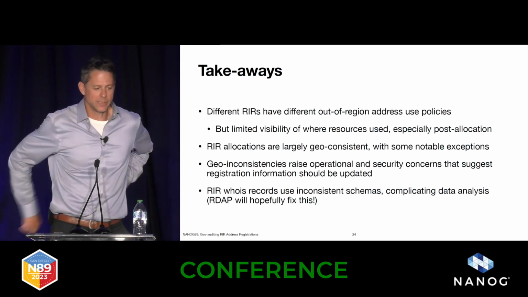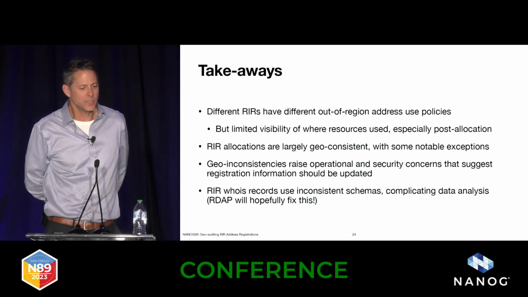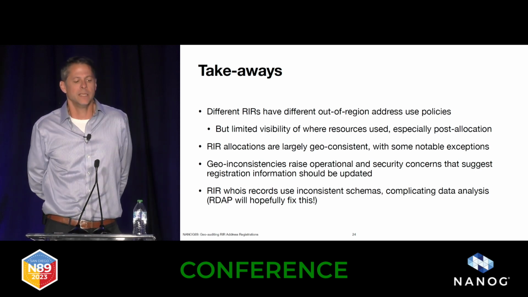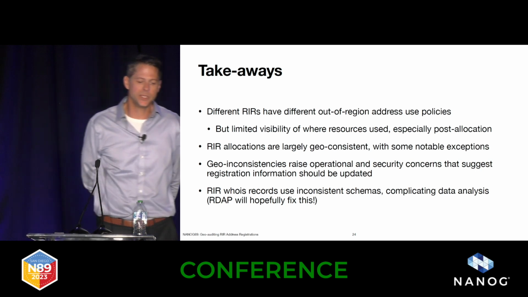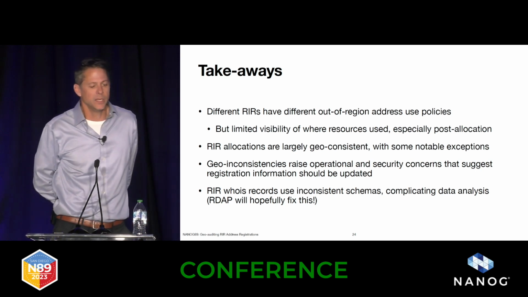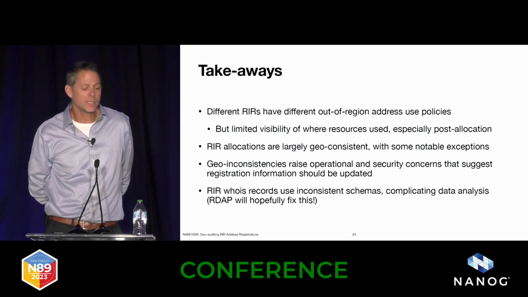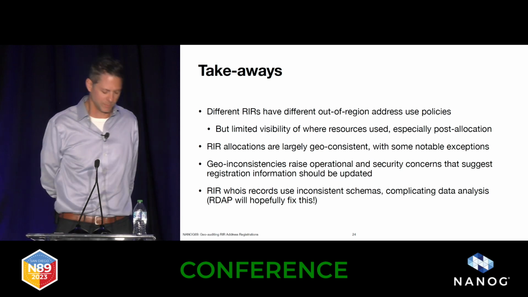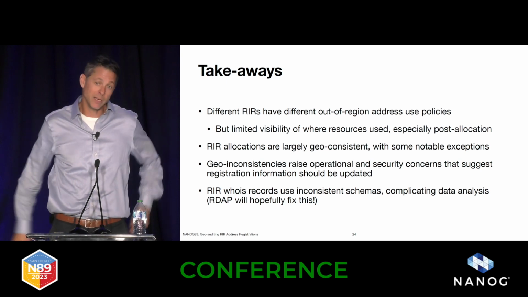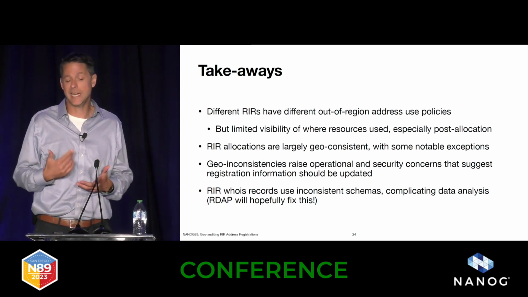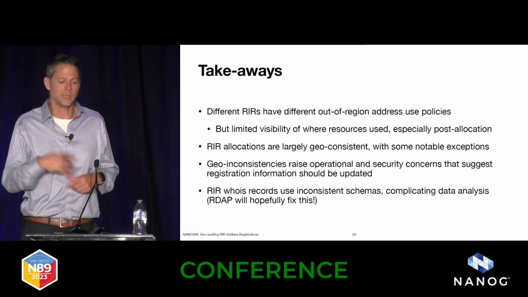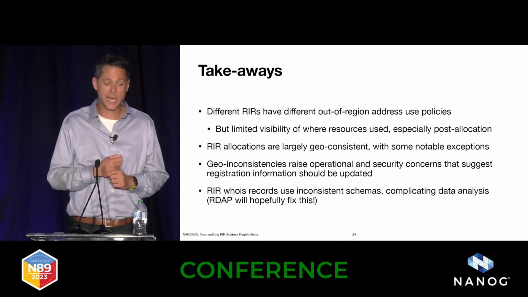So takeaways. The first takeaway, of course, is, again, different RIRs have different out-of-region and address use policies, but so far there's been limited visibility on where the resources are used, especially post-allocation. From chatting with some RIRs, I've learned that there's a fair amount of vetting initially, but perhaps less after the allocation is made.